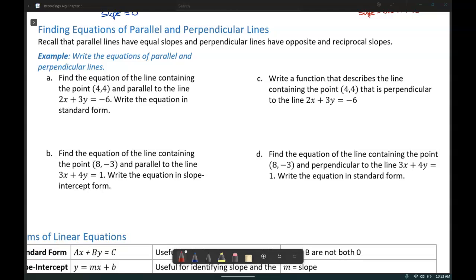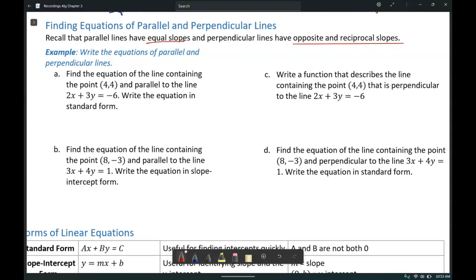Last but not least, let's take a look at some equations of parallel and perpendicular lines. Remember that parallel lines have the same slope, while perpendicular lines have slopes that are opposite reciprocals. So here what we want to do is find the equation that runs through this point and is parallel to this line. Well, if it's parallel to that line, it means it has the same slope.